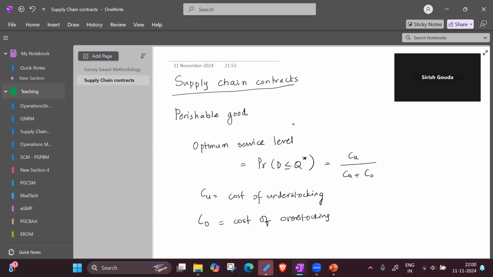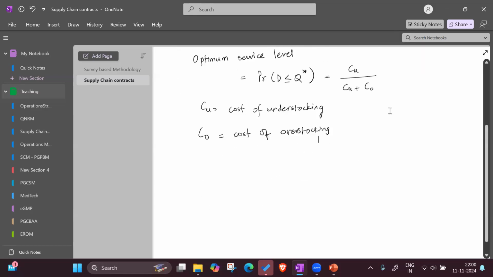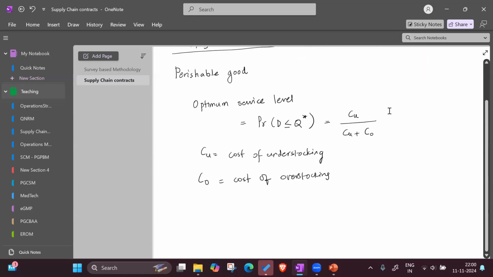Right. So this is what we generally discuss as part of our Newsvendor formula. And optimum service level, we say this because this is the service level at which our entire profits are maximized, right? So that is what we generally look at. Now, this is largely what we had looked at as part of our discussions in operations management.